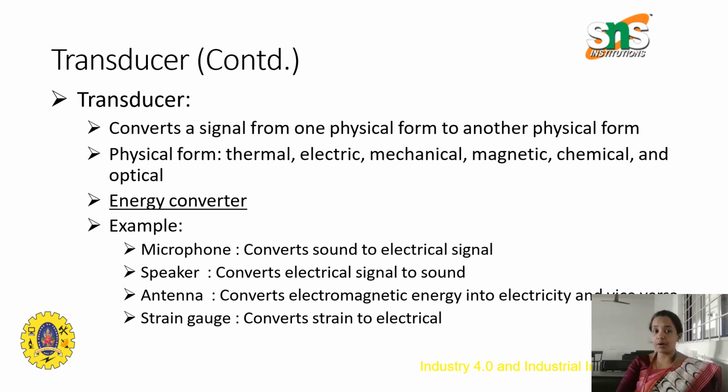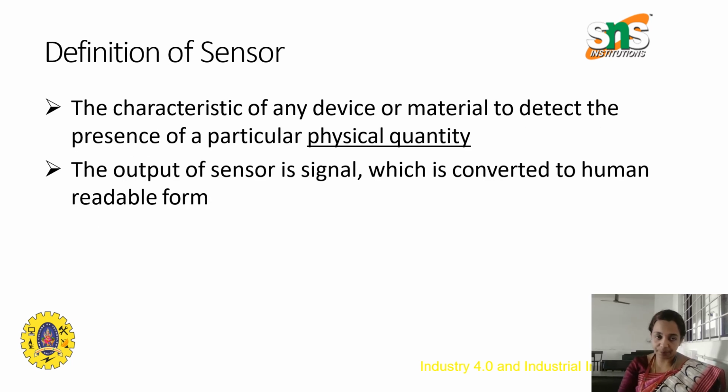An example of a transducer can be a microphone, which converts sound signal to electrical signal. A speaker is also an example of a transducer, which converts electrical signal to sound signal. An antenna also converts electromagnetic energy into electricity. The strain gauge converts strain into electrical signal. So these are some of the examples of a transducer.